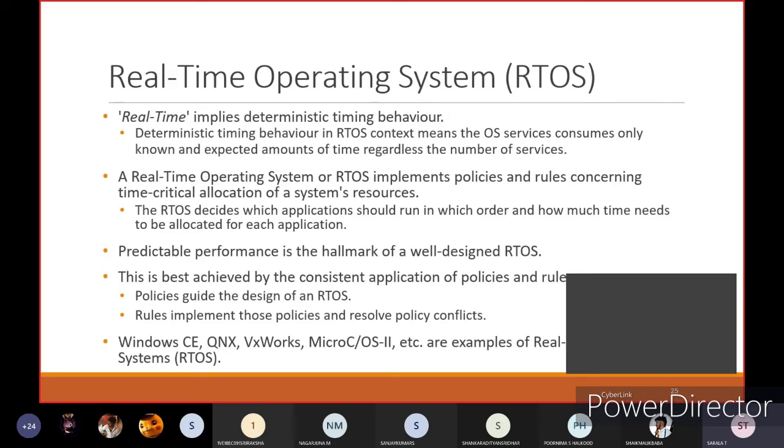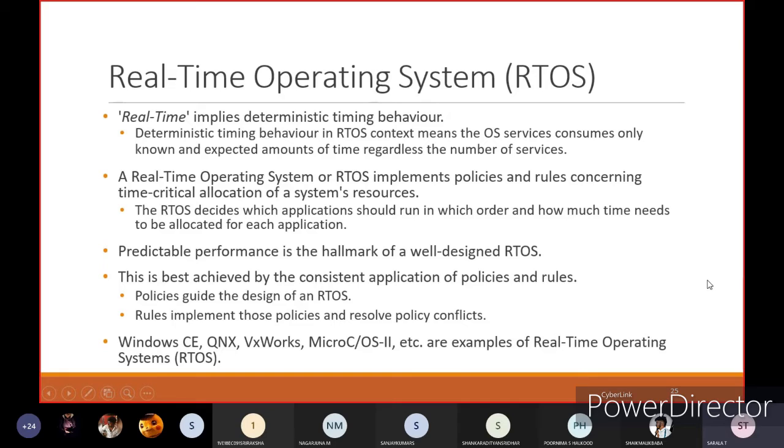That's why the RTOS decides which application has to run in which order. How much time needs to be allocated for each application is also provided to the application by the real-time operating system. And predictable performance is the hallmark of a well-designed RTOS. This is best achieved by consistent application of policies and rules.